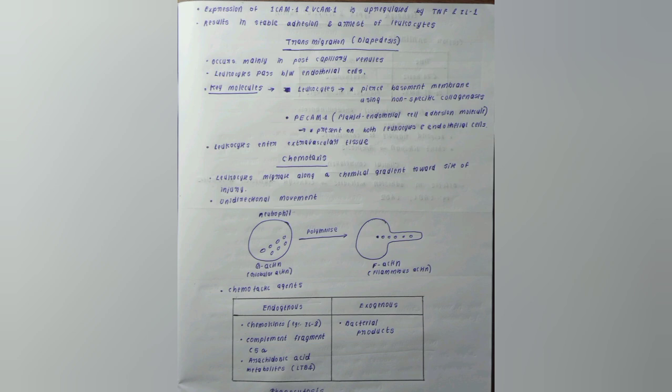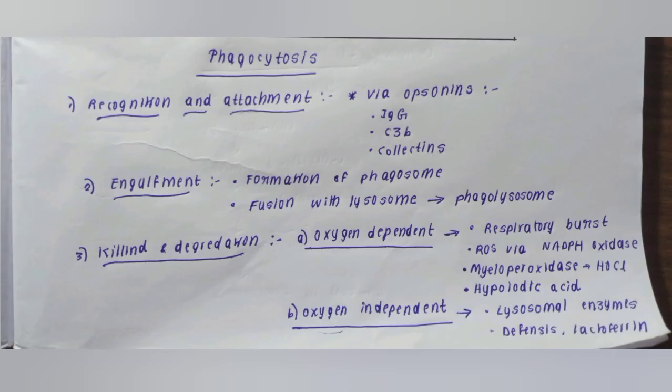See, one thing I can understand is that you may feel like there are so many names. What is the logic behind this? The problem is the complement fragment C5a comes under immunology. Arachidonic acid metabolites and chemokines, all these are cellular mediators. So a separate video will be produced on them, and there we will talk about that. And exogenous, bacterial products. Then phagocytosis.